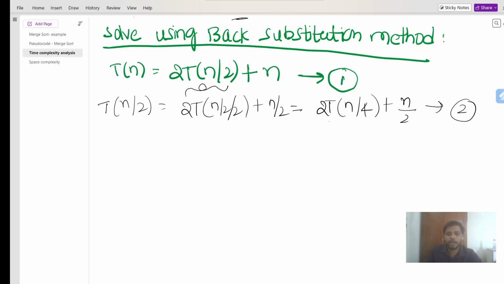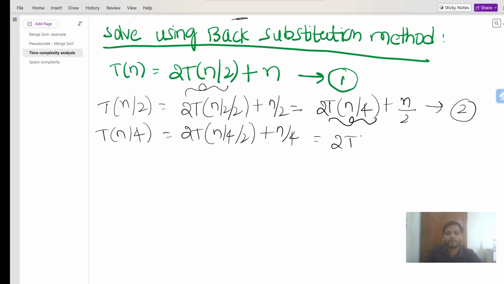Now I don't know what is the value of T of n by 4. So I am going to substitute n by 4 in equation 1, not in equation 2. So what will happen? 2 into T of n by 4 by 2 plus n by 4. And what will happen? 2 into T of n by 8 plus n by 4. This is equation 3.